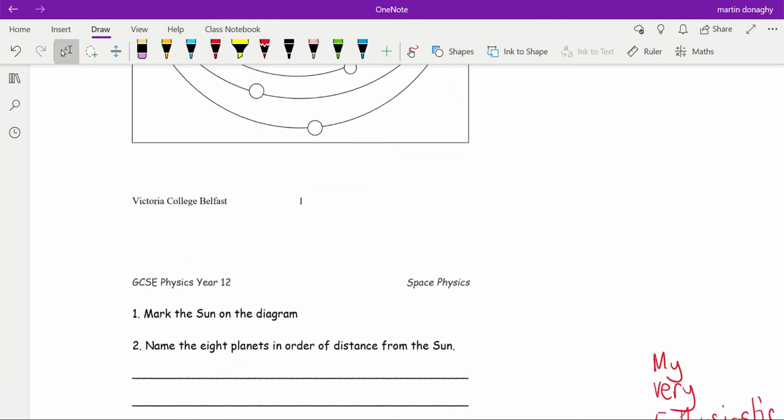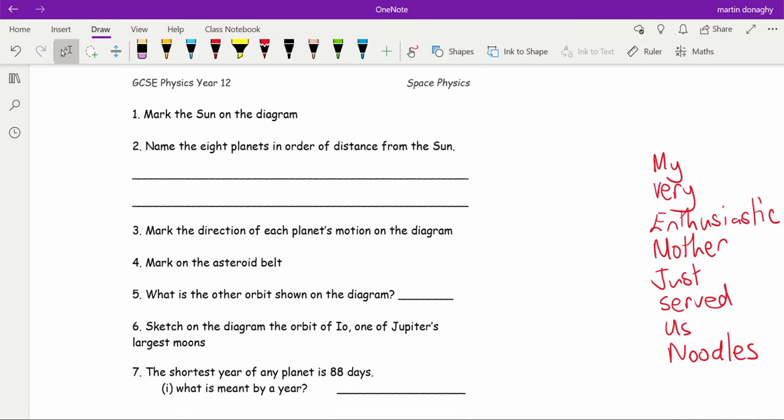Name the 8 planets in order of distance from the sun. You could learn a little rhyme to do it. There's one over here, which is my very enthusiastic mother just served us noodles. So we start off with Mercury, then Venus, then Earth, then Mars. They're the 4 inner planets, tend to be small and rocky.